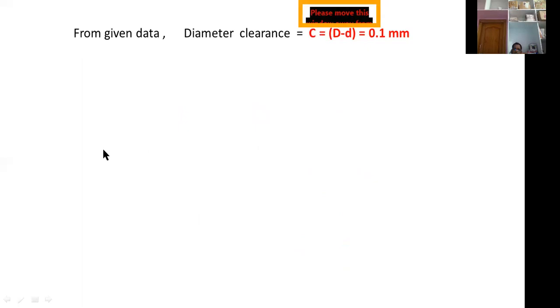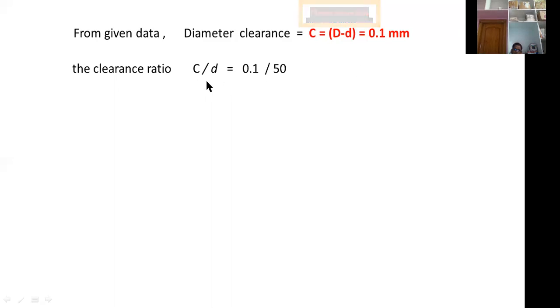From the given data, we have to find the value of speed N. From the given data, capital C, the diametral clearance, is given, that is 0.1 mm, and by using this value you have to find the clearance ratio, that is C by D. Capital C equal to 0.1 and small d is also given, that is 50 mm. So C by D value equal to 0.1 by 50.